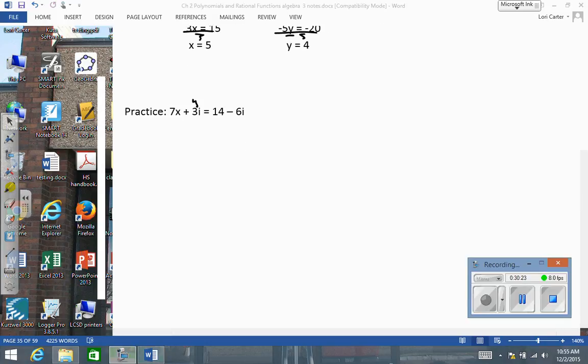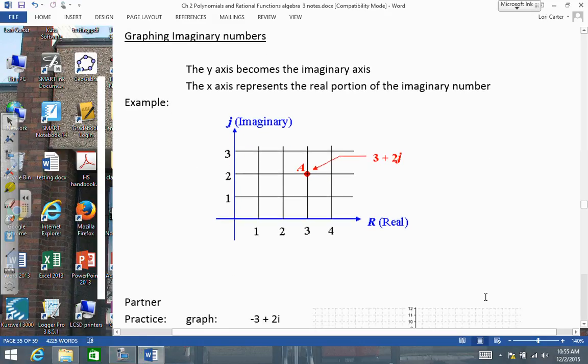Okay, what'd you get? X is equal to 2, y is equal to negative 2. Good. Okay, next, graphing imaginary.